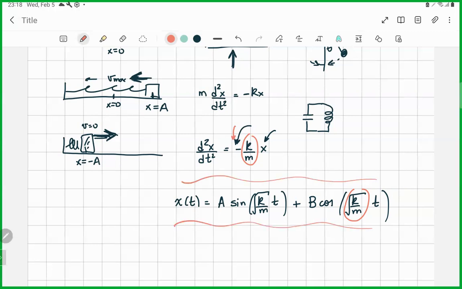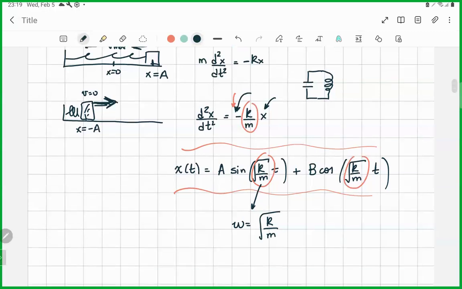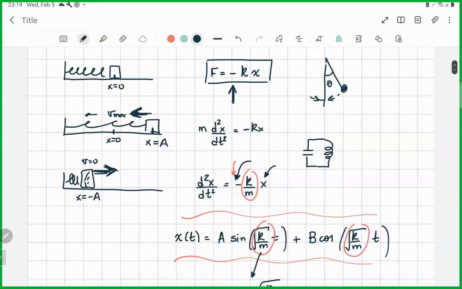So what we have here is this sinusoidal motion. And since here we have a frequency, it's the frequency of this motion. We often also write that as omega, where omega is the square root of k over m, right? Very good. Let's keep this here, and now let's talk about this force, right?